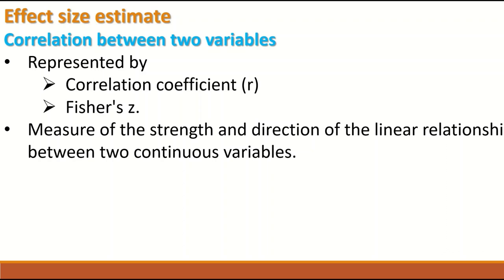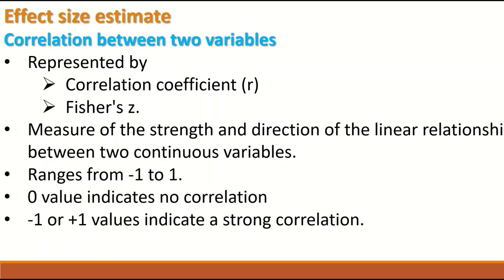So the r will measure the strength and the direction of a linear relationship. Here it has to be a linear relationship, because we have two variables and they are in a linear relationship between two continuous variables. So the Pearson correlation coefficient r is the effect size estimate, and is indicating the direction and the magnitude and the strength of this linear relationship. The value of r can range from minus 1 to 1.